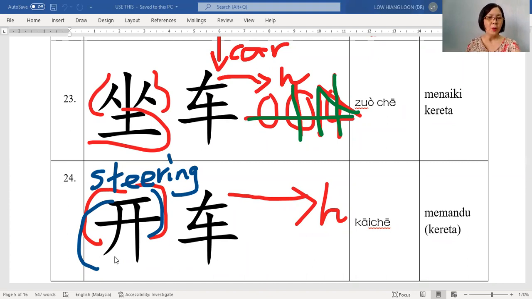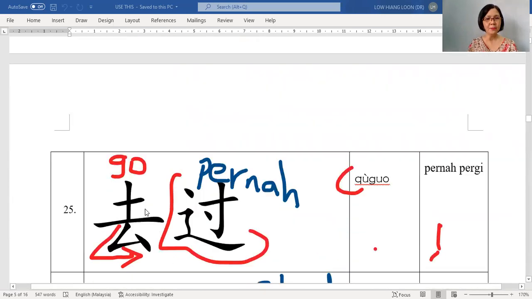And then this part 开车. You see this is the first character like a steering, the steering of the car. So means that you are driving. So 24 means that you yourself are driving. 开车. So in the exam, if we say memandu kereta, which one to choose? Up or down, students? Driving. Down. Okay, all right. Let us proceed.